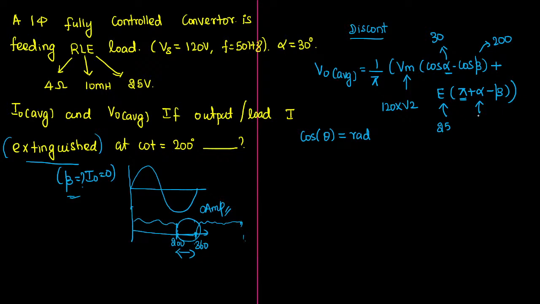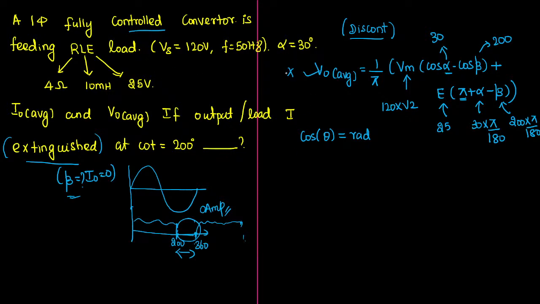So the value of alpha, what should be? If I consider the value of alpha, it is in degree. How will you convert it into radian? Multiply it by pi by 180. Similarly, if you consider beta, beta will be once again 200 into pi by 180. Now everything is in radian. Reduce this expression, we will be getting the value of V naught average. This is for discontinuous conduction of the single phase fully controlled converter, when our RLE load, when our conduction is not continuous.